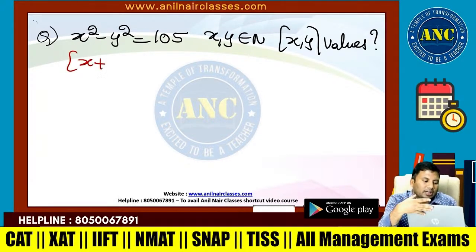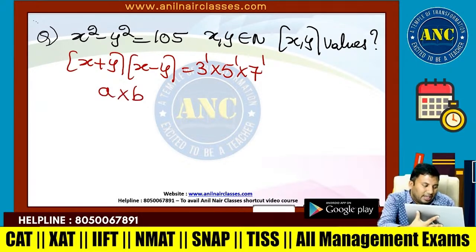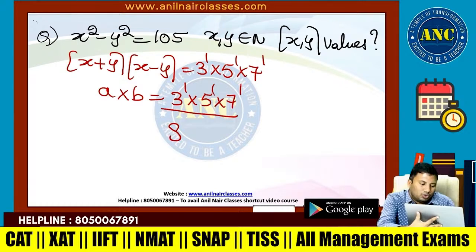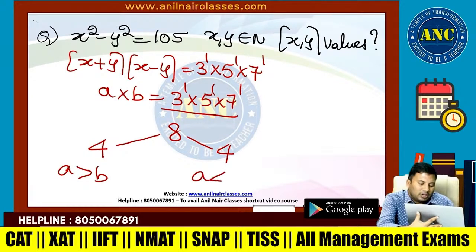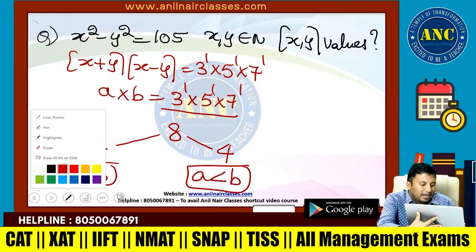These are nothing but (x plus y) into (x minus y) is 3 into 5 into 7. If I write it as A into B, it is 3 into 5 into 7. That is 2 into 2 into 2, 8 cases. In those 8 cases, 4 cases will be A greater than B, and 4 cases will be A less than B.